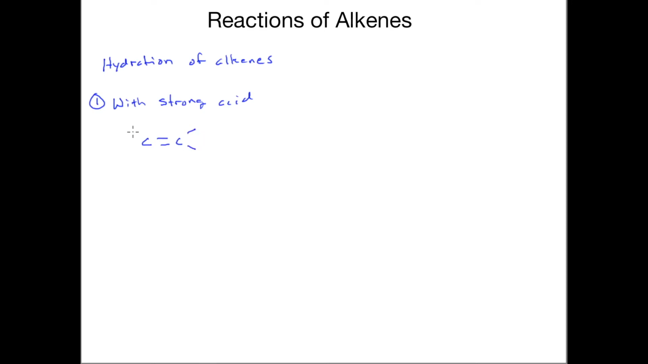So the general reaction structure of this is by treating some alkene here with water and a very strong acid, and then of course we usually need a little bit of heat to go with it. And so our general product looks like this, where we've added H and OH across our double bond.